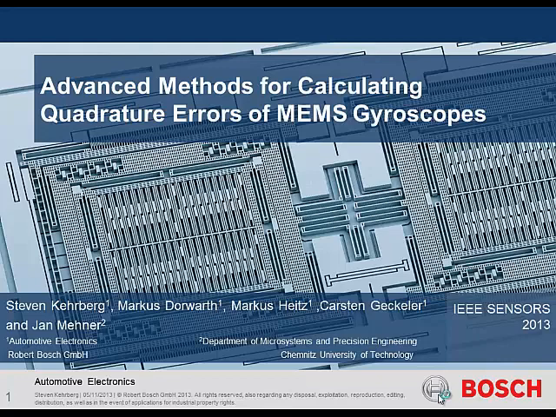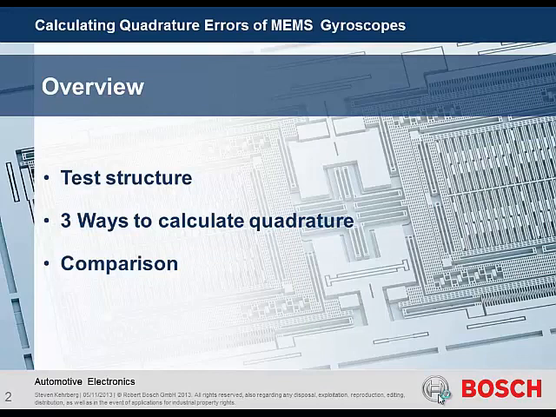My name is Kehrberg and I'm a PhD student at Bosch, and today I want to give you a presentation about how we calculate quadrature errors for MEMS gyroscopes, and especially for complex gyroscopes. So as a short outline, at first I want to present one of our test structures. Afterwards I will talk about 3 different ways to calculate these quadrature errors, and in the end I want to compare these 3 methods, how they work out.